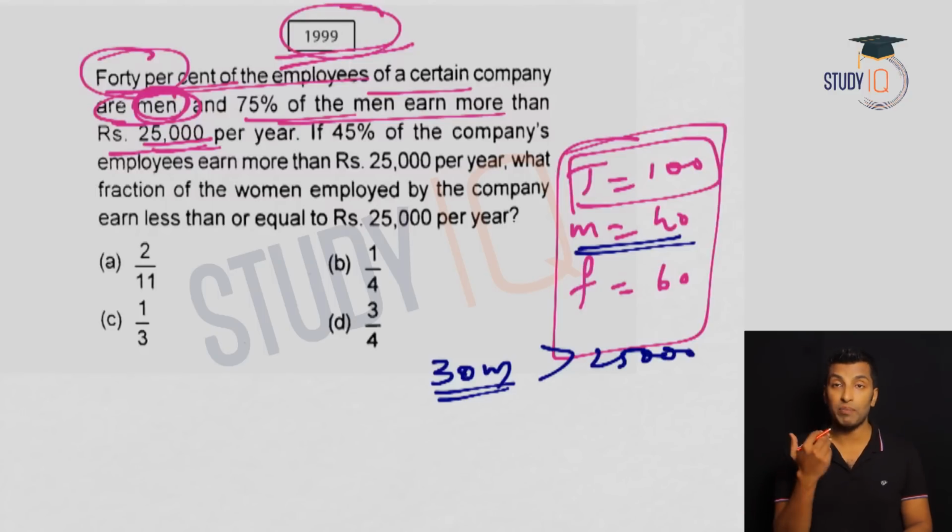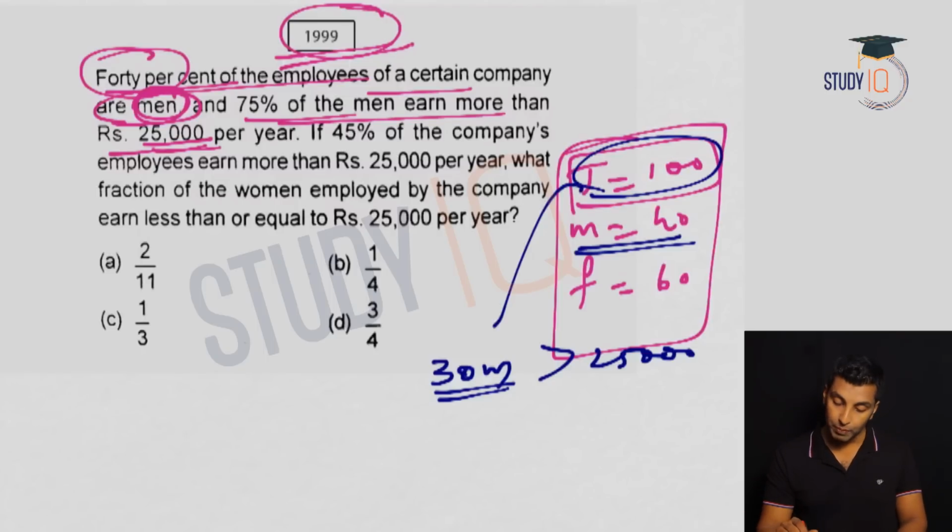So that means 30 men earn more than 25,000. 75% of men earning more than 25,000 means 30 men, because only 40 men are there. So 75% is 30. Now 30 men constitute what percent of the total? Total is 100. So 30 men means 30%.